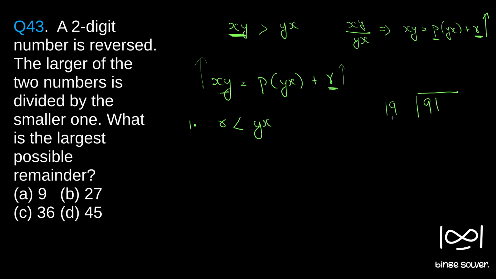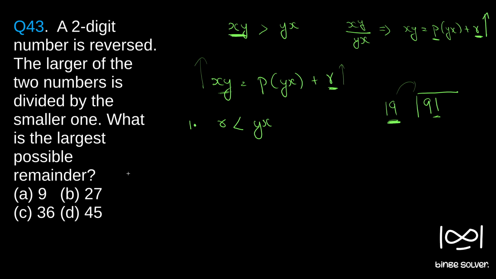Such cases will not result in a large remainder, the reason being that 19 is a very small number. p into 19 will result in a number close to 91, and the remainder will be small. As I said, r will be less than yx, so r will be less than 19. So we will not get a large remainder.